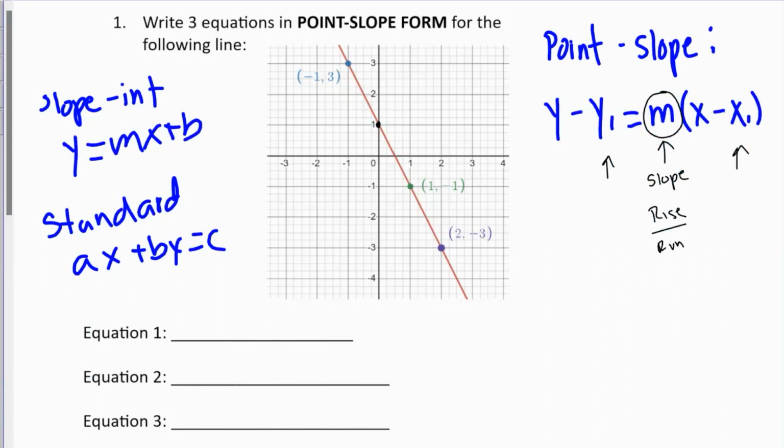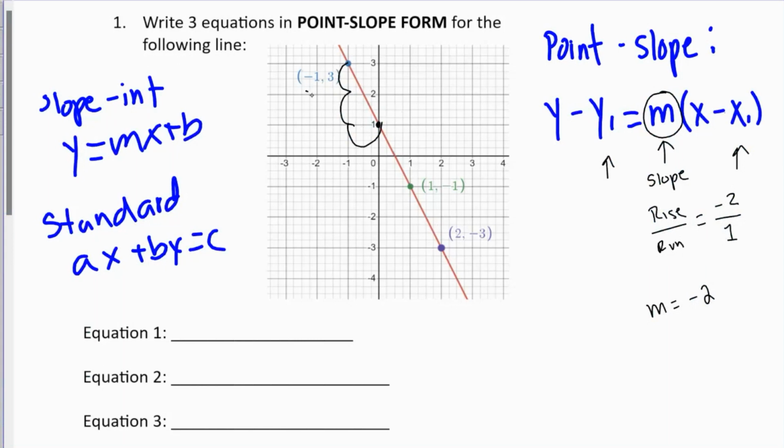So first I want to go down. I'm going to go down 1, 2. So I know my rise is going to be -2 because I'm going down. And my run is going to be +1 because I'm going to the right. -2 divided by 1 is just -2. So I know my slope is -2. Now I'm going to take each point and create a different equation with it. Well, the same equation for the same line. It's just going to look a little bit different.